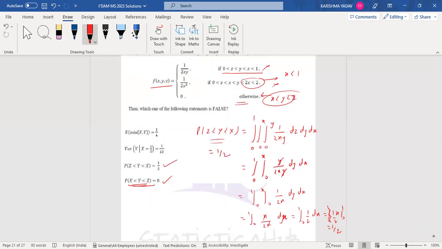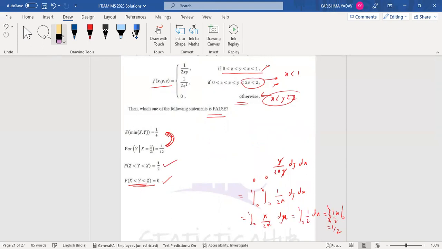Okay, so this statement is also true. The two statements that we got, this option C and D, are correct options, and we have to get the one which is false. Okay, so from both of these there is one option which is incorrect. Okay, now let's just clear the page.